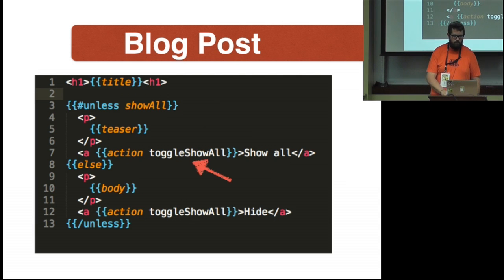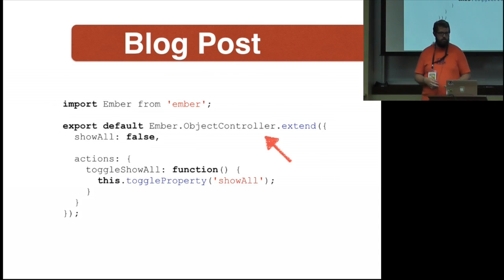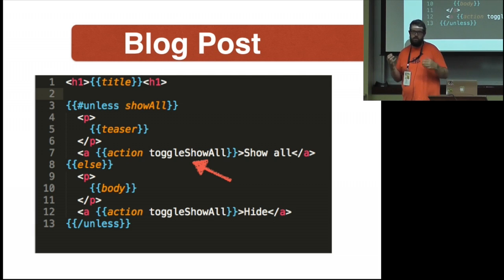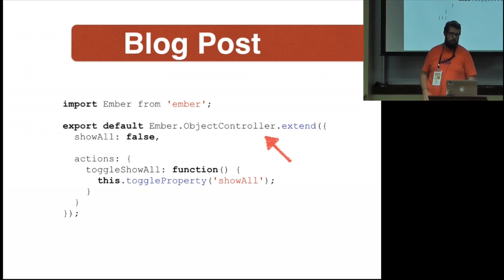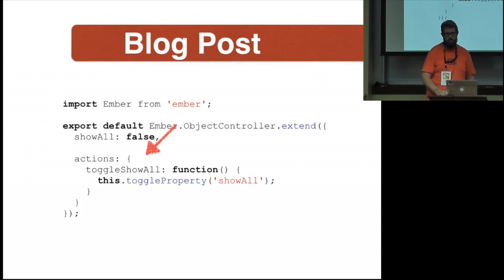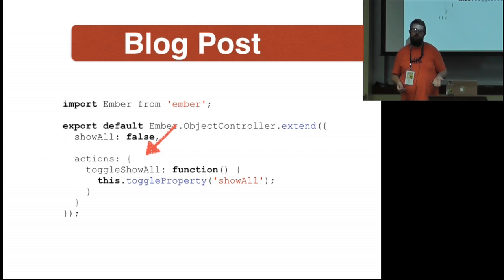So what this allows me to do is decorate my model with some extra properties for presentation. And so back here in this toggle show all, that's an action. So when someone clicks that A link, it's going to send an action up. And then on your controller, you can also handle actions. So when someone clicks that button, what am I going to do? Well, I'm going to toggle the property show all. So I'm going to handle that action there.